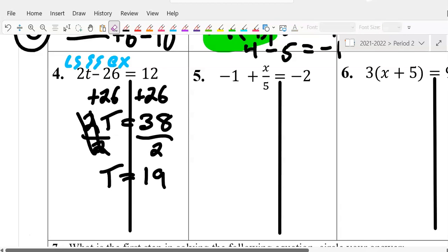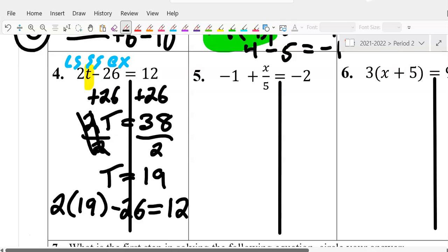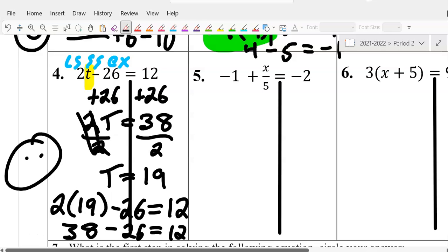We're going to check our answer. Do you know how? Good. All right, go ahead. So replace the t with a 19. Okay, good. So 2 times 19 minus 26 equals 12. What's 2 times 19? That's 38 minus 26. So that should be equal to 12. Is it? Yup. All right, let's give him a hand.